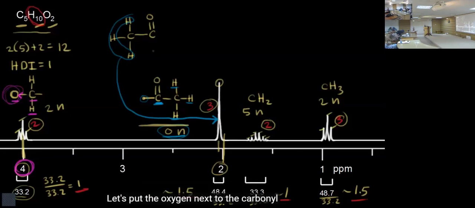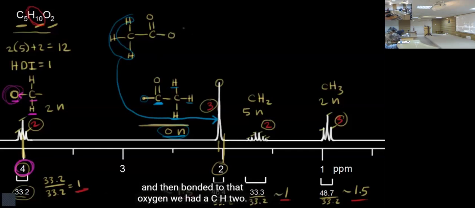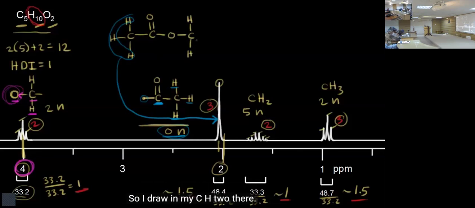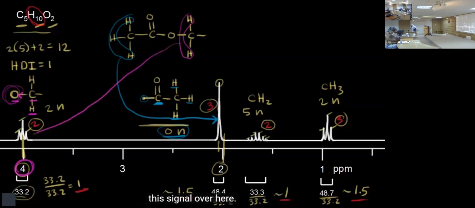Let's put the oxygen next to the carbonyl, and then bonded to that oxygen, we had a CH2. So I draw in my CH2 there, and let's identify those protons. So the protons in magenta are giving us this signal over here. All right, next, let's use red, and let's think about these methyl protons right here. Those methyl protons have 2 neighbors, and it makes sense that they would be these 2 neighbors right here.